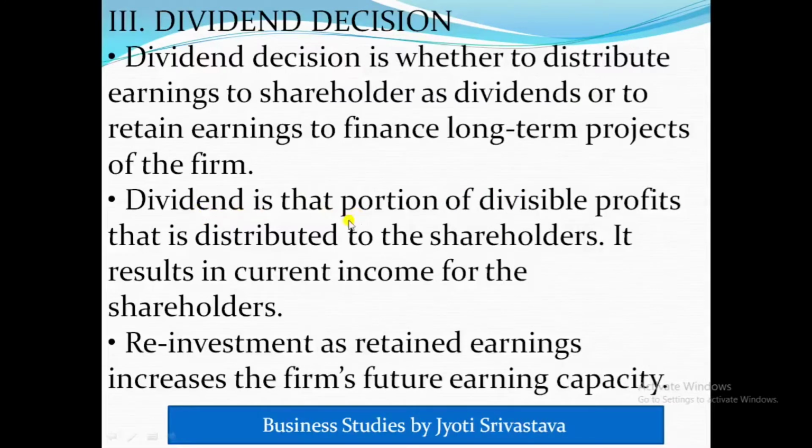Now, what is dividend? It is that portion of divisible profit that is distributed to the shareholders. Whatever profit is distributed to the shareholders is known as dividend. It results in current income of the shareholder. Suppose as a shareholder I have invested some money and purchased some shares of a particular company. Whatever profit I get will be my income as a shareholder. Then reinvestment as retained earning increases the firm's future earning capacity.